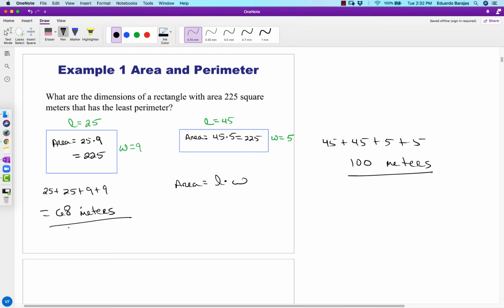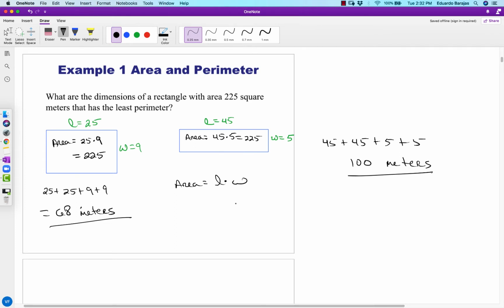So if you were concerned with minimizing the amount of fencing that you use, maybe the fence is really expensive or it takes a lot of work to install it, you would want to minimize it and still have the same area. On the other hand, there might be some reason why you want it to be this shape, and so you might be okay with spending more. But all I'm really pointing out is that there are different dimensions that you can use and still trap 225 square meters. So what we want to do is find the dimensions that have the least perimeter, the smallest perimeter.